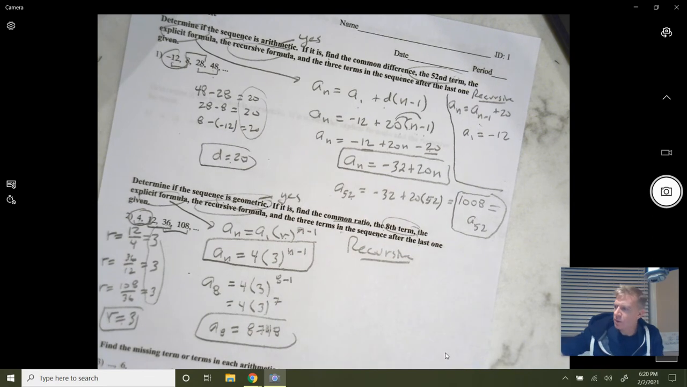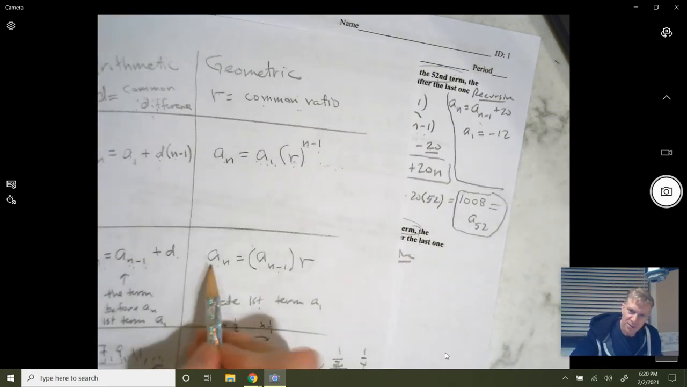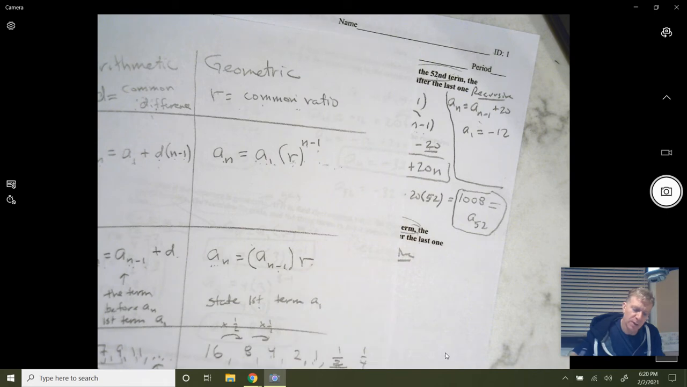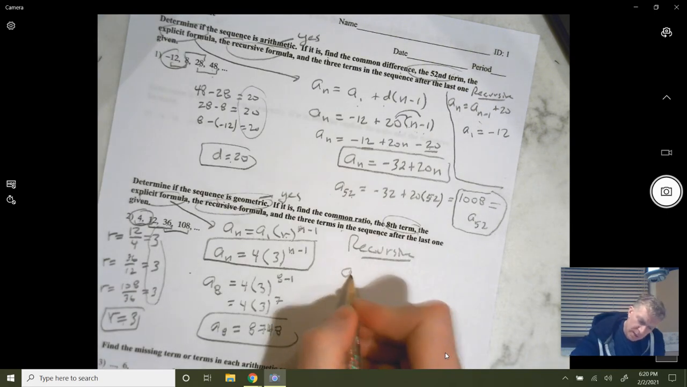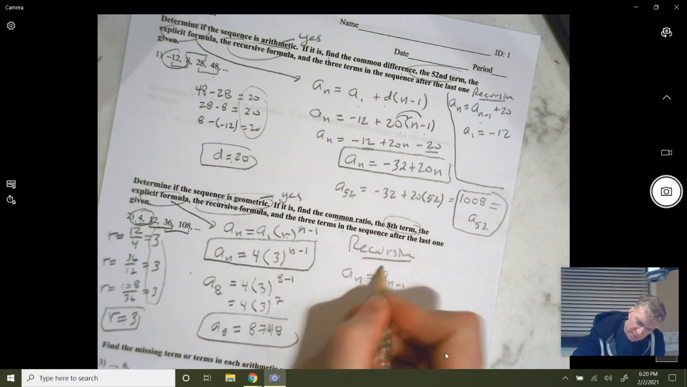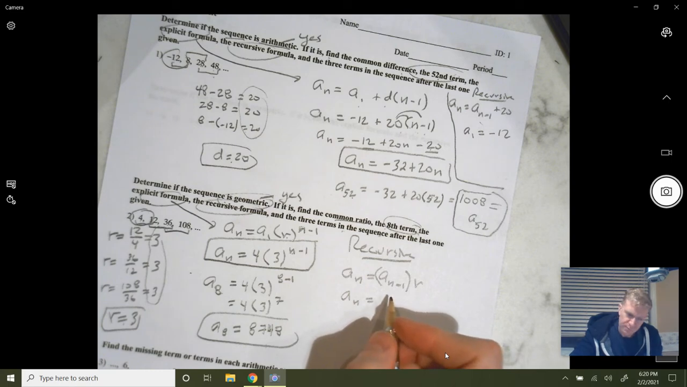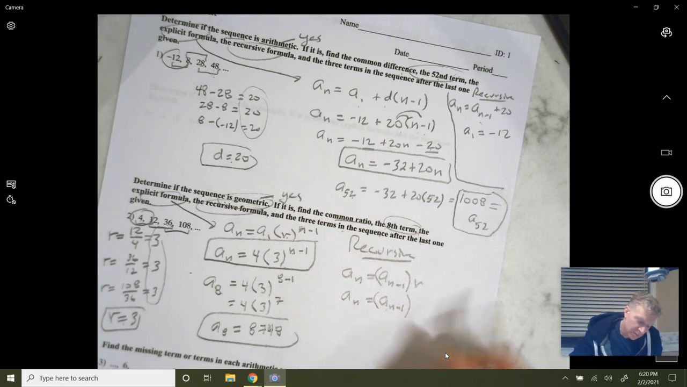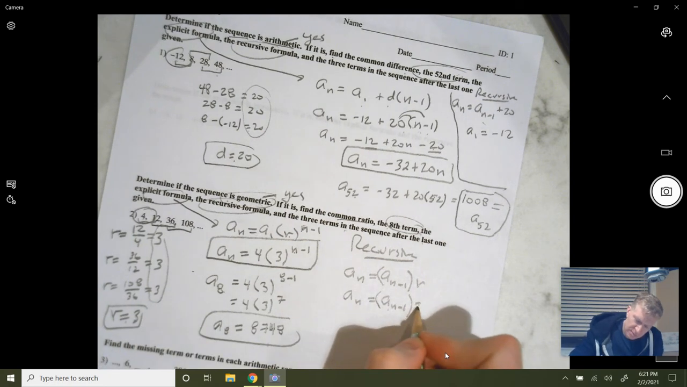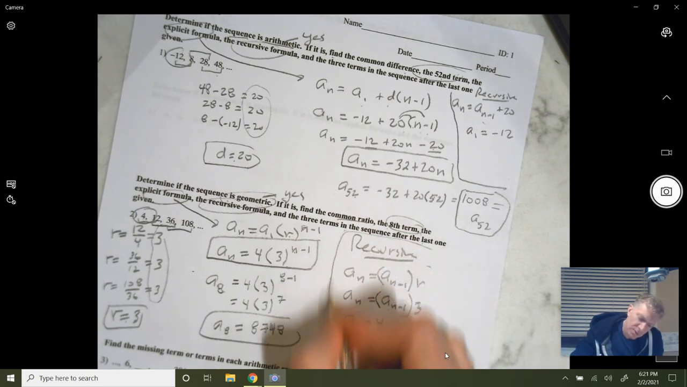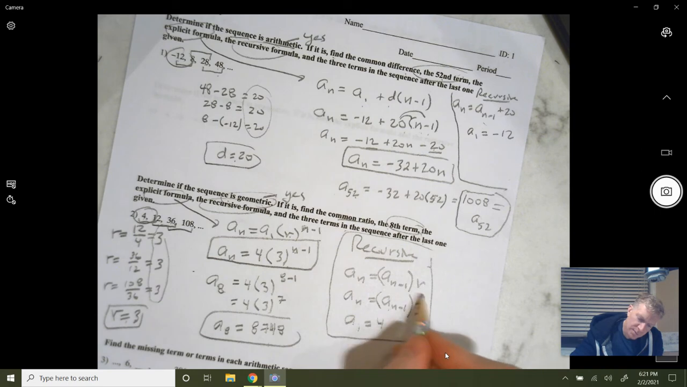So the recursive formula says a sub n means what we do is we look at the previous term, the term right before it, and we multiply by our common ratio. Okay, so a sub n equals a sub n minus 1 times r. So a sub n equals a sub n minus 1. You're going to leave that in your formula, and we're multiplying that times your common ratio, which was 3. Okay, but we have to give it a starting point, so our first term is 4. And there's your recursive formula. We need these two parts right here.